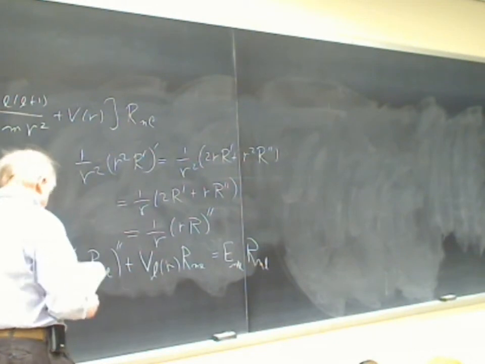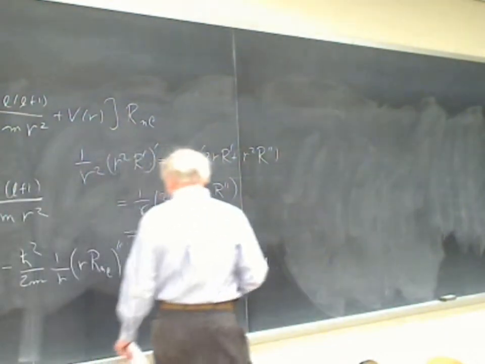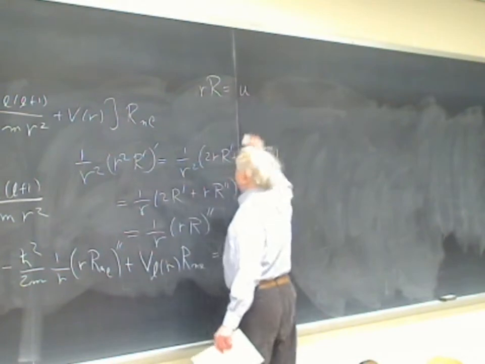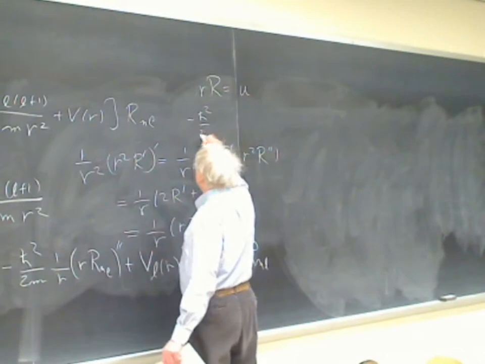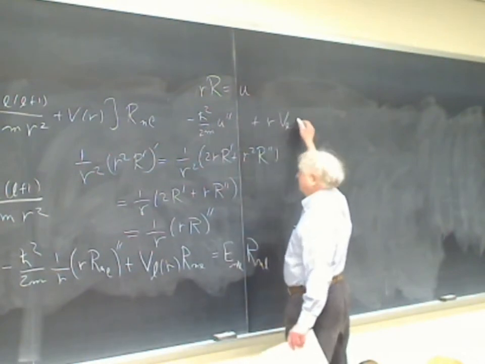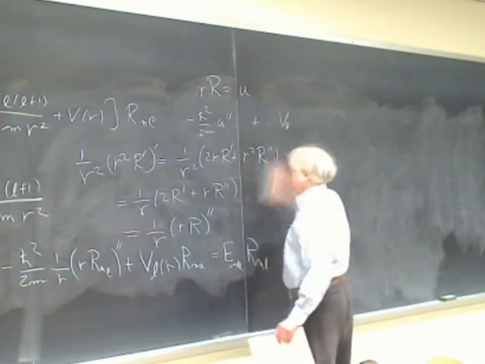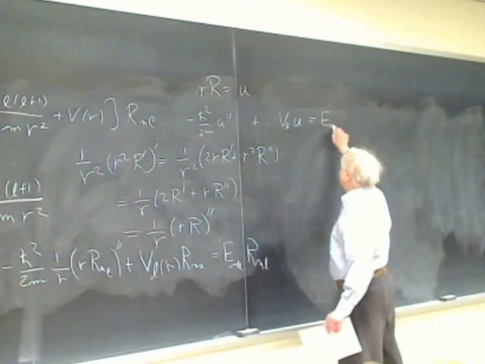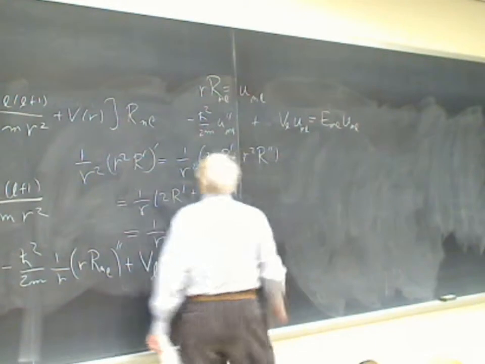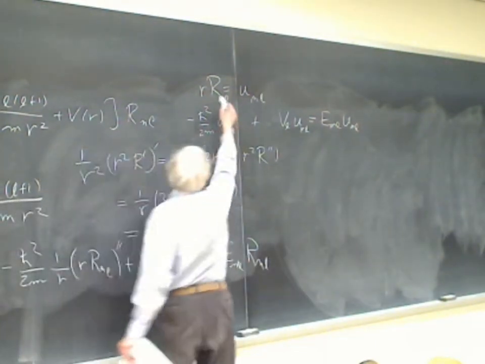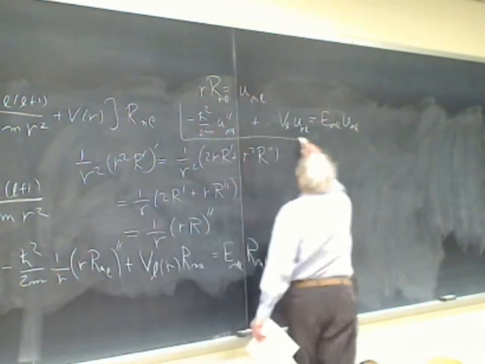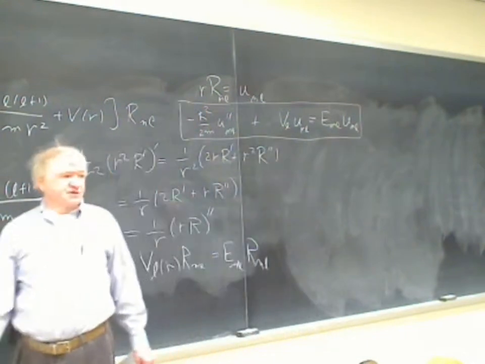And in fact, a nicer way of writing this is, unfortunately, I don't do this until the next page, but you can see immediately that if you multiply through by R, and you let big R equal u, then this equation becomes minus h bar squared over 2m u double prime plus V sub l u is equal to E sub nl u. So in other words, multiplying through by R and identifying R, big R, as u, you get a simpler differential equation. And this is the one that, when one is serious, one actually solves.